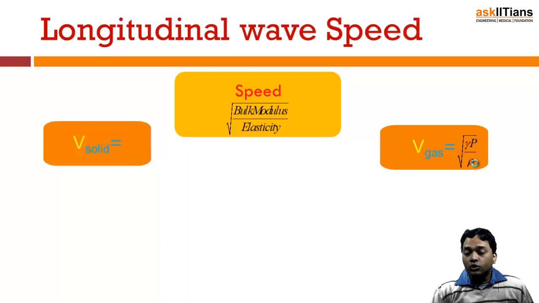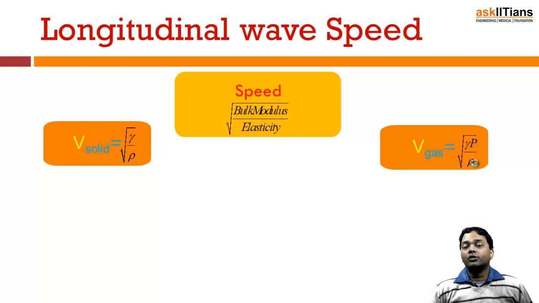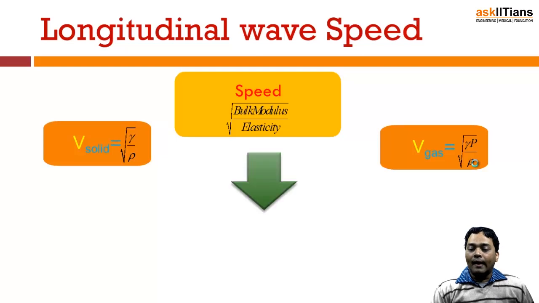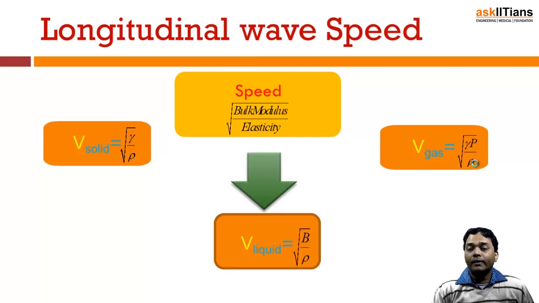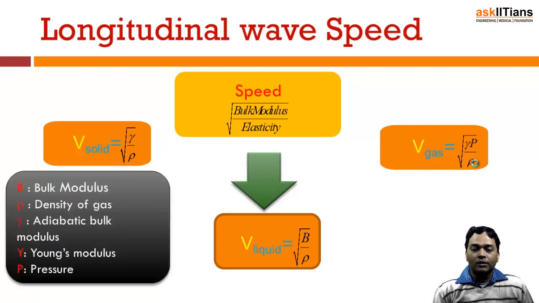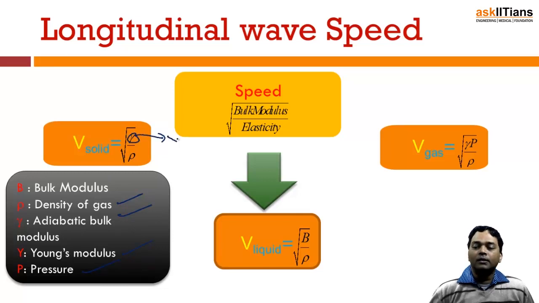If we are talking about a solid, it's just going to be the elasticity divided by the density. And for the case of a liquid, it's basically the bulk modulus, because in the case of a liquid, the pressure is going to be surrounding everywhere, and so it's going to be just the bulk modulus over the density. So here B stands for the bulk modulus, rho stands for the density of the gas, and gamma is the adiabatic bulk modulus, Y is the Young's modulus, P is the pressure. I would like to say that this is nothing but the Young's modulus Y.